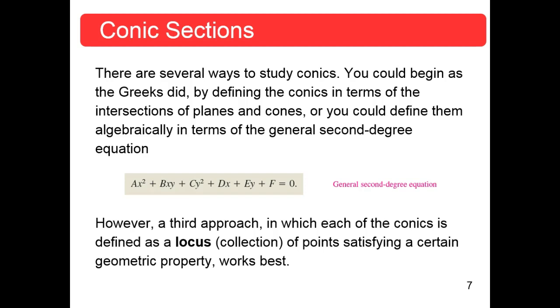The third approach, in which each of the conics is defined as a locus, a collection of points satisfying a certain geometric property, they say it works best. However, when we do, now I remember the term, quadric surfaces, that's what I was trying to think of before. We'll go back to this term, but we'll think of them in terms of all three.